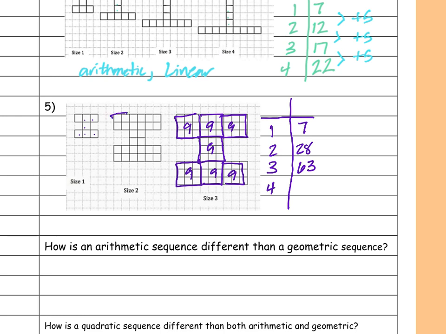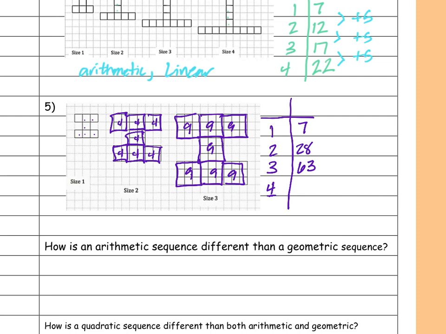Let's look at this one. I have 4, 4, 4, 4, 4. I'm just doing this because I think that we need to. And that was 7 fours, right? Okay. So size 4, we got to try and figure out what size 4 is because I think we need at least one more number.